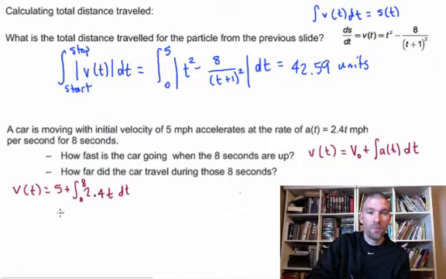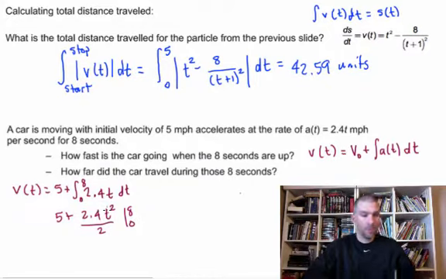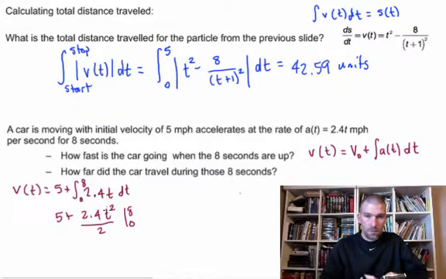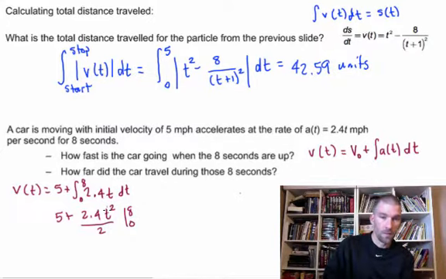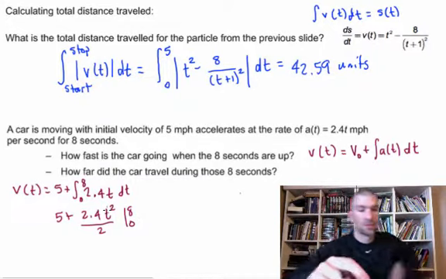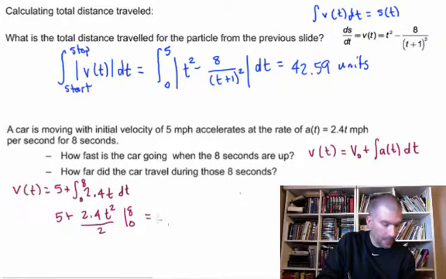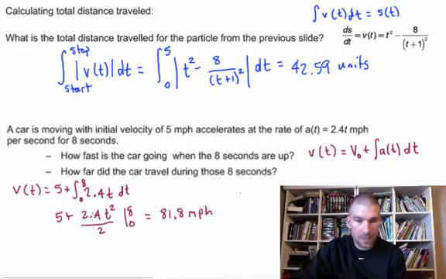So what is this going to look like? This is going to look like 5 plus 2.4 t squared divided by 2, evaluated from 0 to 8. When I punch that in, 2.4 divided by 2 is 1.2, so 5 plus 1.2 times 64. When I punch this into my handy dandy calculator, I get 81.8, and this would be miles per hour, because that was the unit we were talking about.